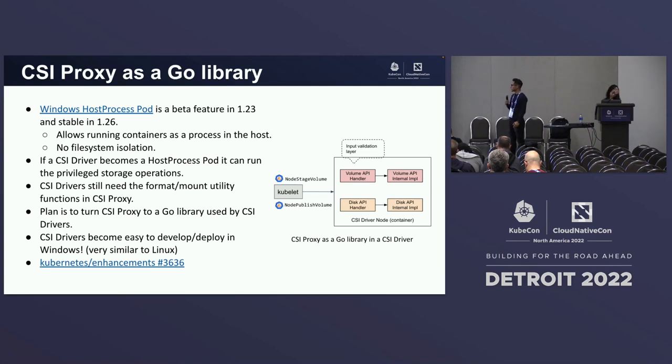And the current plan is to transform all of that code that we had in the previous slide to a library so that CSI drivers can include it and perform the format and mount operations directly. And with this, the CSI drivers become super easy to develop and deploy because they are similar to the Linux counterpart, where you just bump the image and you have all of the format and mount functionality without having to maintain an additional component. This initiative is being tracked in enhancement issue 3636.